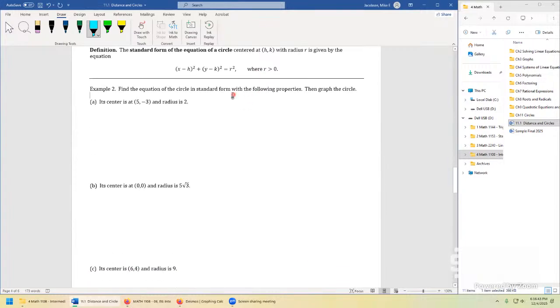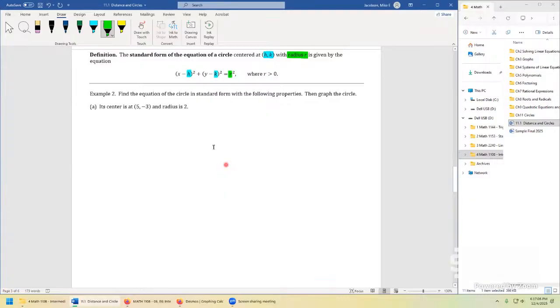So here's the standard form for the equation of the circle, just copied down again. Here are the things that we were highlighting, the various features. First thing we're going to do in example 2 is just find the equation of the circle and then graph the circle based off the given information. Let's hide some of these as we're focusing on the first one.